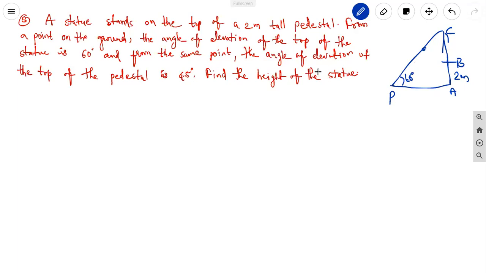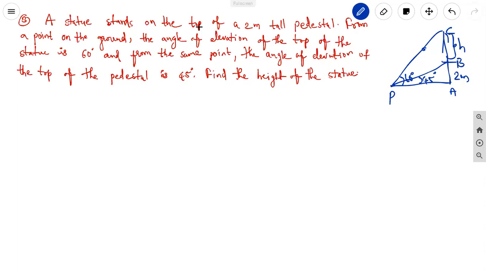Next, from the same point, the angle of elevation of the top of the pedestal is 45 degrees. This is 45 degrees. Find the height of the statue. This is H.